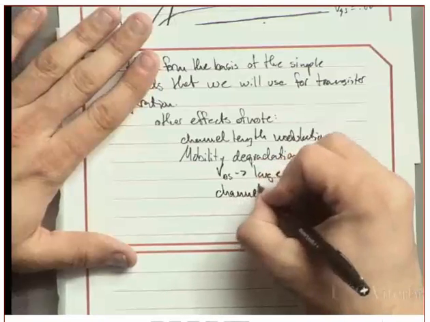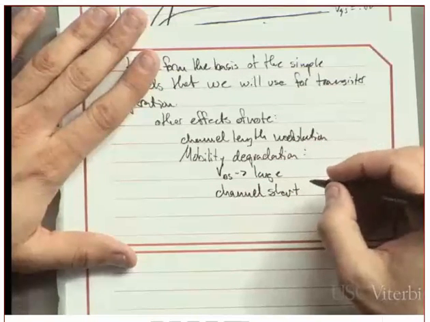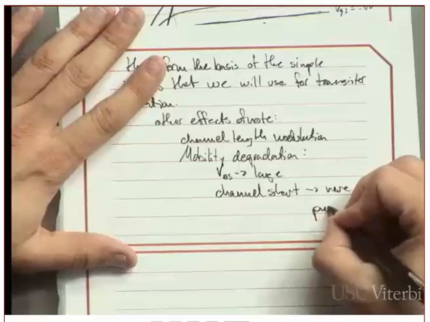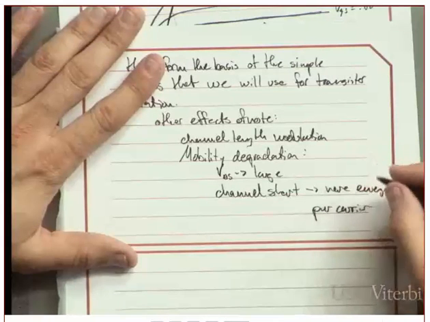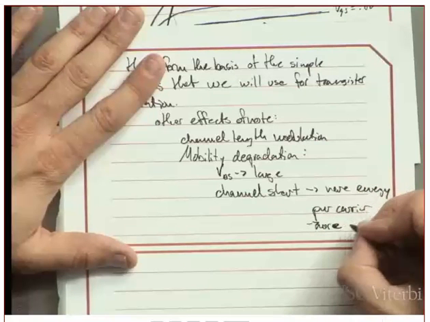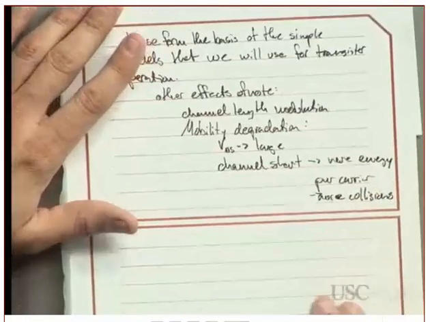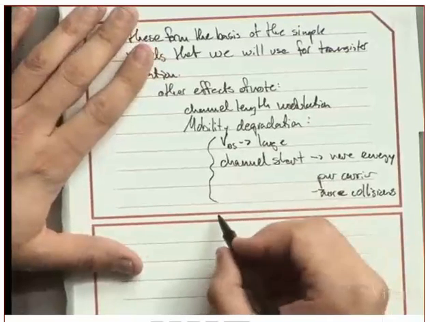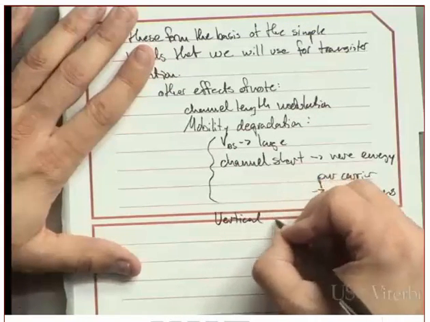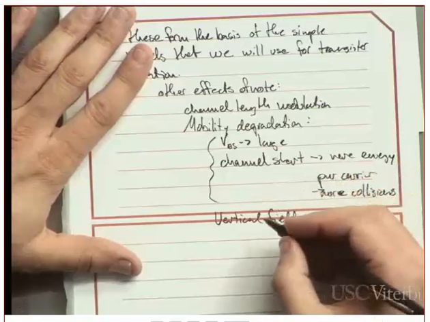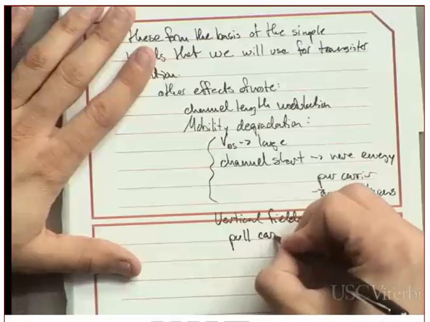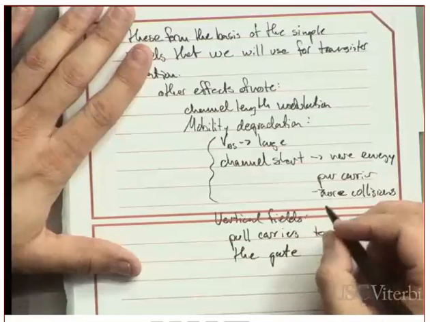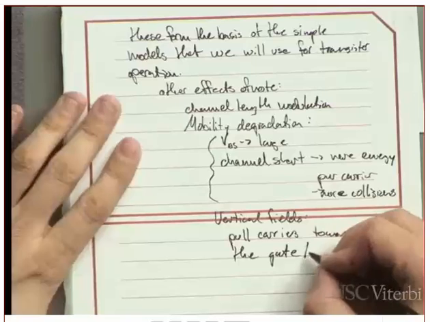So if you combine that with a short channel, the result is there's more energy per carrier, resulting in more collisions between the carriers. So that's kind of one cause for mobility degradation. Another cause is vertical fields. And this basically pulls carriers towards the gate slash insulator.